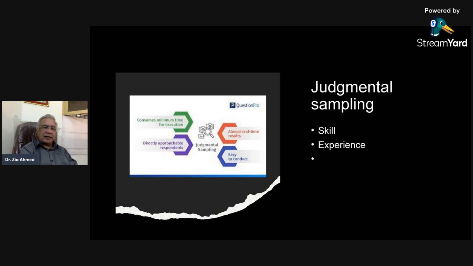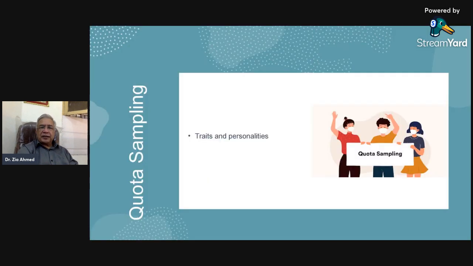And as a result, the kind of judgment which is made by him in order to select a sample of the target population will be called judgmental sampling. And similarly, we have the next one as quota sampling. This quota sampling is also made because of the traits and the personalities of the target population. Because of certain traits and because of certain persons, selection is made. And as a result, this selection would be called quota sampling.